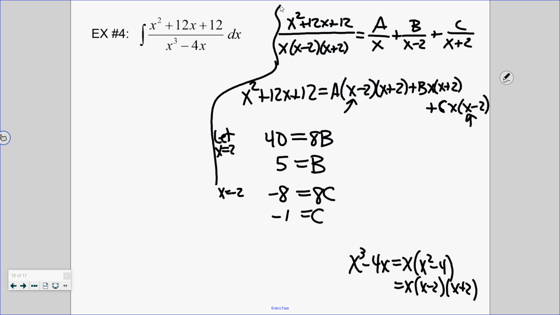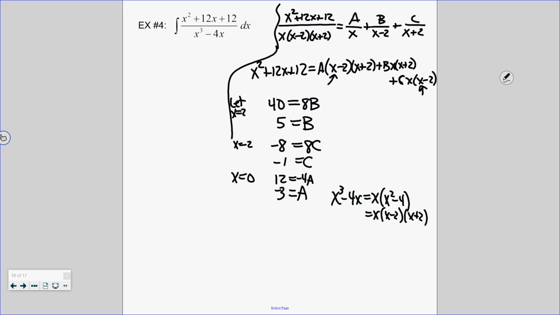And then I need to do the last, where I let x equal 0, which will get rid of the b and the c parts. So I'll get 12 equals negative 2 times 2, negative 4a. So a is negative 3. So there are my values. So let me extend the page here. Well, I'm ready to go to a new page.